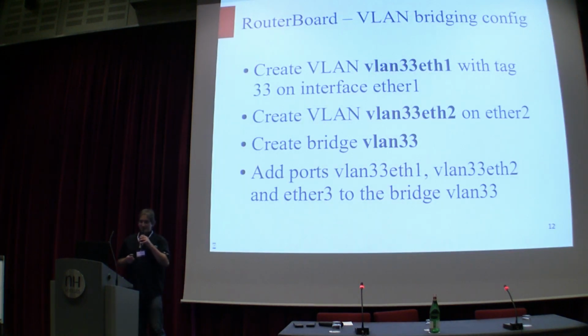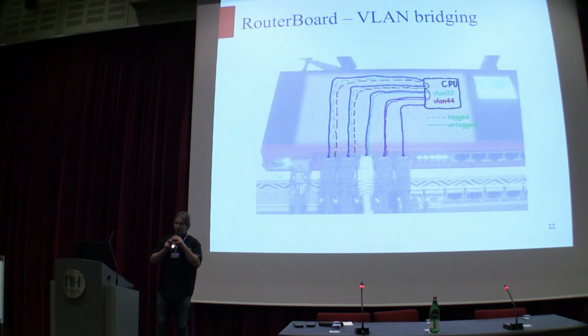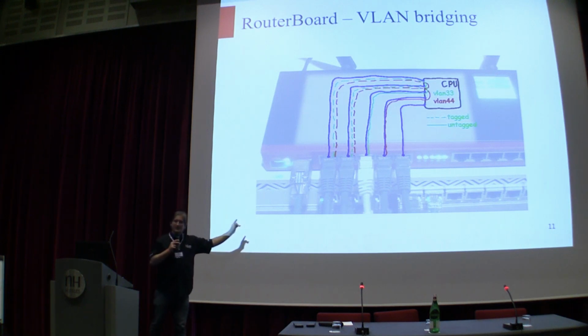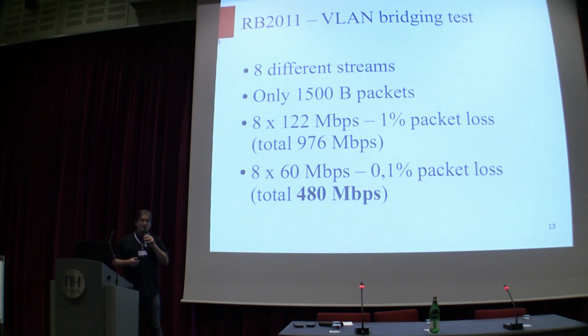I did the performance test of this. I used 8 different UDP streams. So the packets were going through from Ether1 to Ether3, Ether2 to Ether3, and backwards, and the same for the other VLAN. So I had a total of 8 UDP streams, equally distributed between the ports. And I couldn't get more than 1 gigabit per second total traffic.